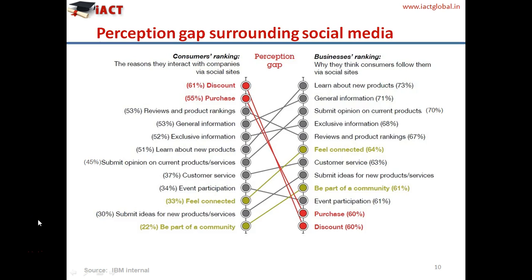Coming to the next slide, perception gaps surrounding social media. Here we give the percentages for two categories: how businesses rank these scenarios, and how consumers rank them. Businesses rank why they think consumers follow them via social sites, and consumers give the actual reasons they think they interact with companies via social sites.